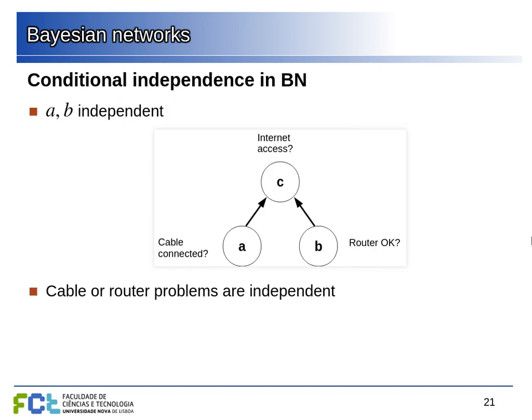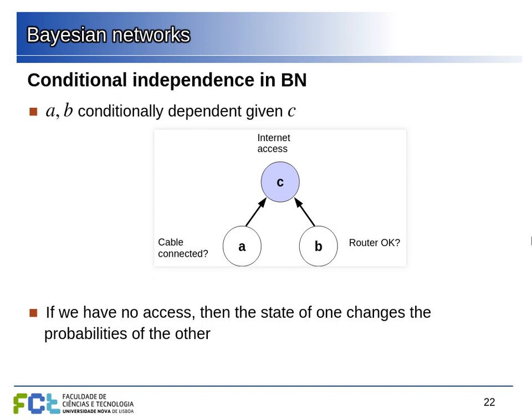Suppose that C is having access to the internet, A is the cable connected, and B the router working. So C depends on both the cable being connected and the router working. If we don't know anything here, then the router and the cable are completely independent. None of them is dependent on the other. But suppose we know that we don't have internet access. So we know something went wrong. In that case, if the cable is connected, it's more likely that the router has a problem, or vice versa. So once we know the one at the head of the two arrows, the other two are no longer independent.